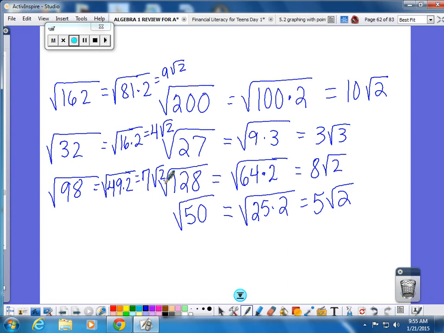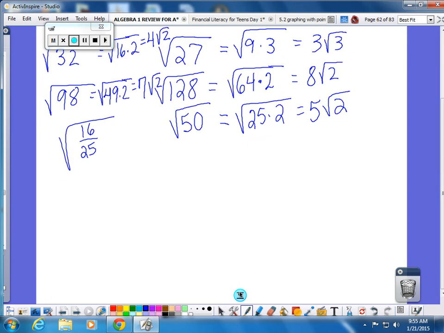Let's just try a couple more. All right, there's also a quotient rule, and it's great. You don't care what 16/25 is. You can actually break that up and do the square roots separately, and that would just be 4/5. Okay, so there is a quotient rule, just like there's a product rule. Not a sum or difference rule.